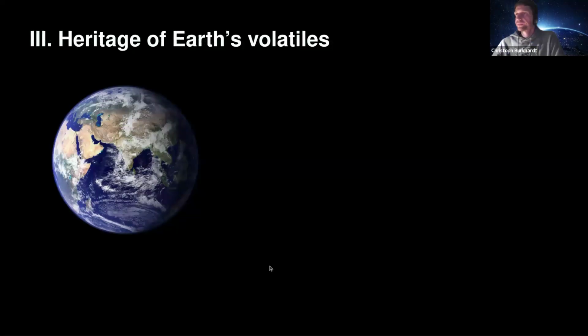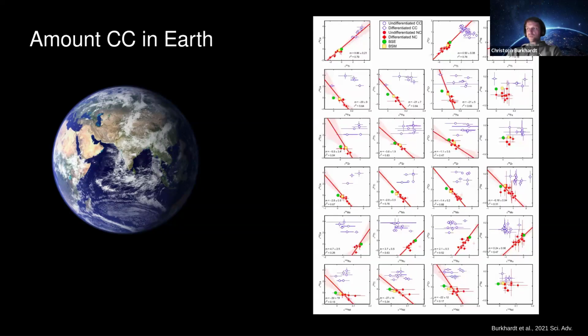Okay. Now the last part, quickly, heritage of Earth's volatiles. Can we say something about where the volatiles in Earth came from using these isotope anomalies? Well, the first thing we need to address is how much CC material is in the Earth. And that's actually not so easy. That's something we tried a few years ago in multi-elemental isotope anomaly space. And we look, where is the green dot? That's the Earth, or the bulk silicate Earth, relative to NC materials in red or CC materials in blue.